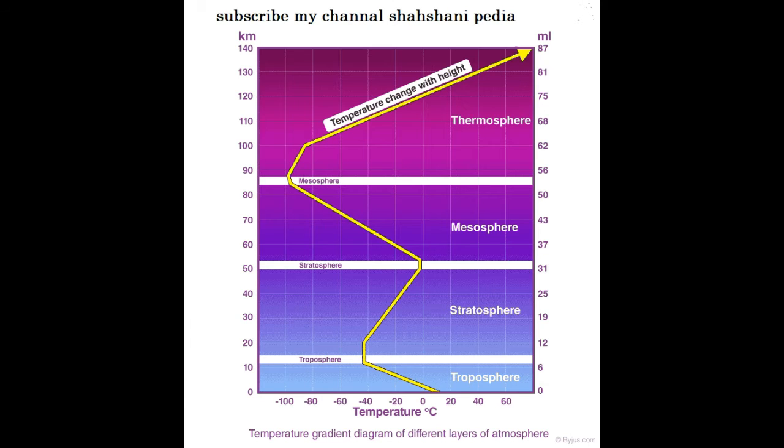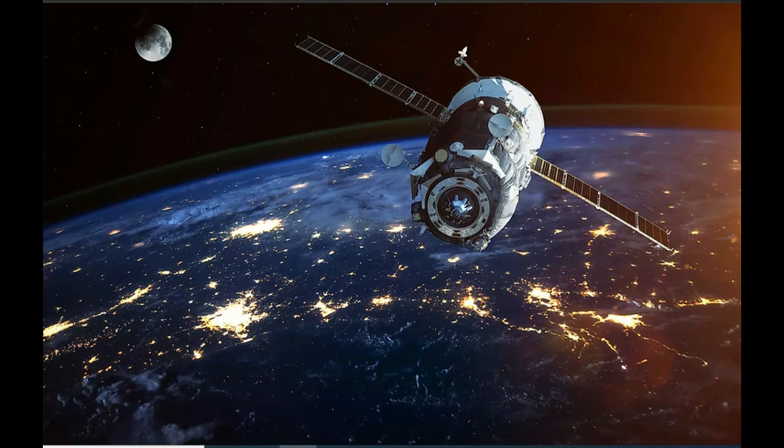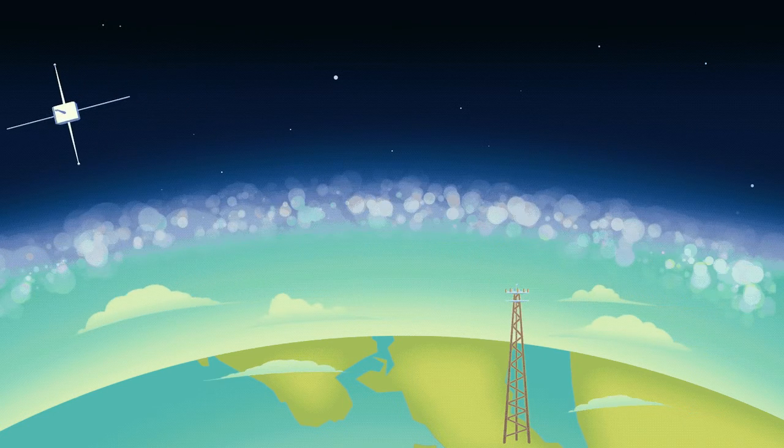It is both cloud and water vapor free. The aurora borealis and aurora australis are sometimes seen here. The International Space Station orbits in the thermosphere.